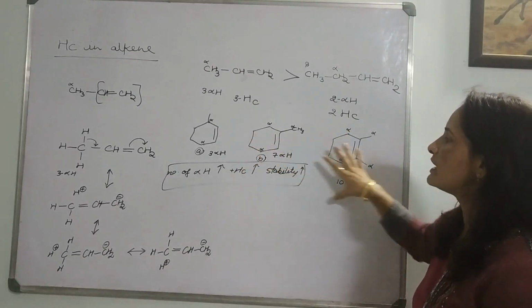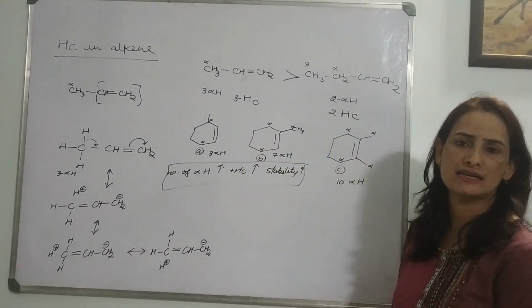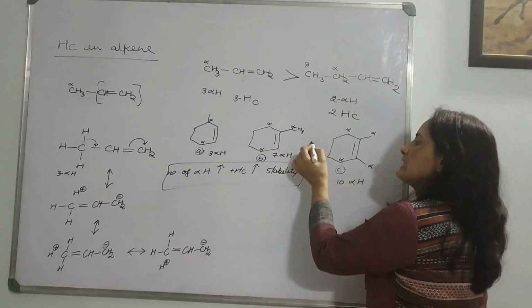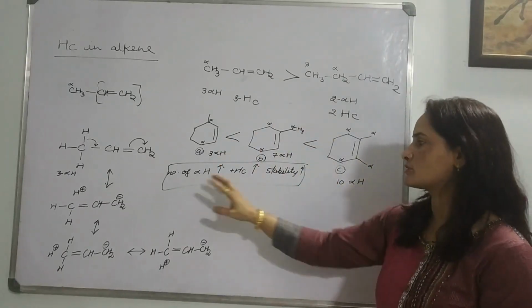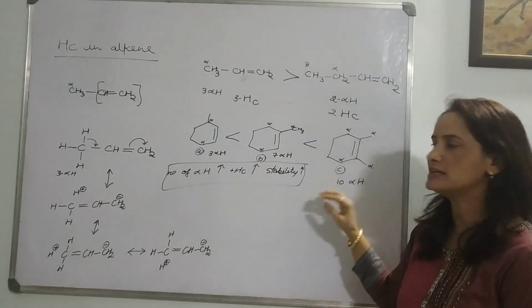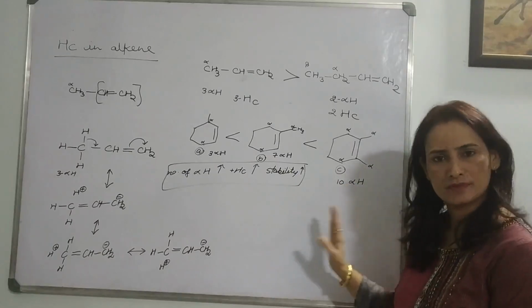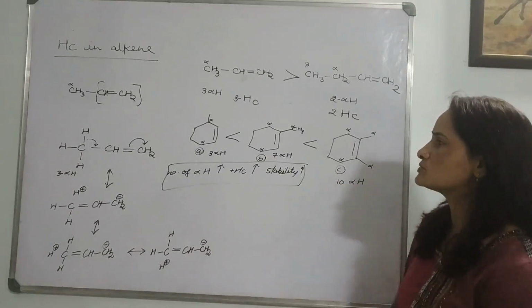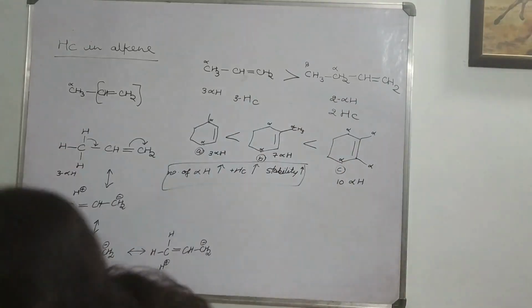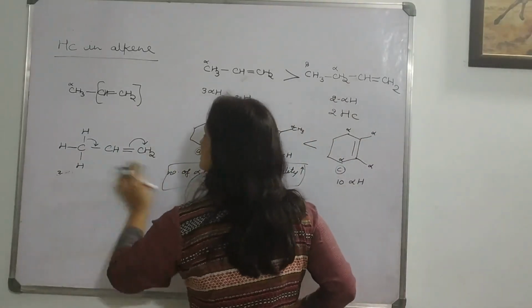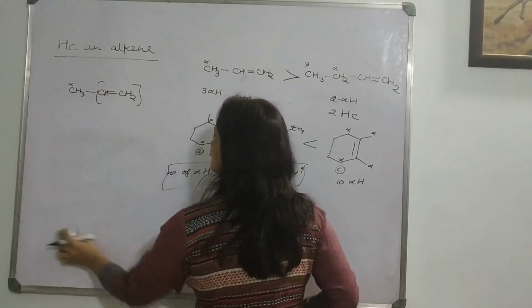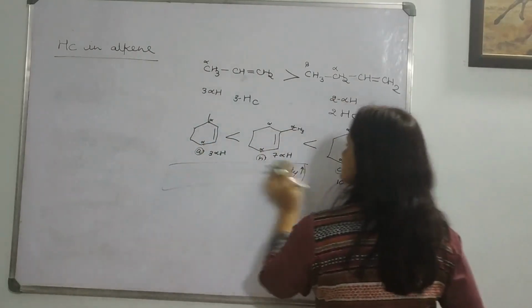So what will be the order of stability of the alkene? The order of stability of the alkene will be this one. The more the hyperconjugation, the more the number of alpha H, the more the stability. Now I am going to take a very good example of butene, in which we will compare the hyperconjugation and learn about some exceptional behavior for the comparison.